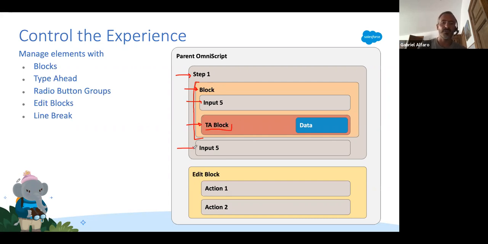And then you can have inputs that are outside the block, but inside the step. Now, there are some rules, like the input can never, ever go outside a step, because an input is either to display or to collect something, right? So it cannot be outside the HTML page. The only things that can be outside an HTML page are actions, like integration procedures or data raptors or calculation procedures or calculation matrices that are happening behind the scenes, right? You can also have an edit block, and in this edit block, you're going to have actions, and they will be executed inside that block, and you can define properties inside this block.